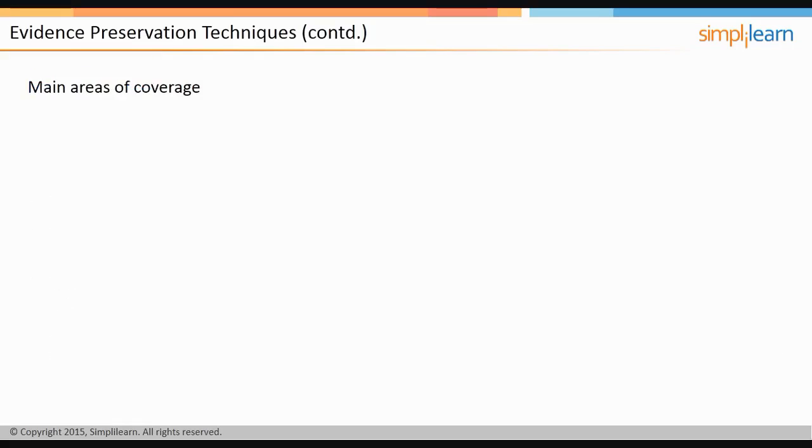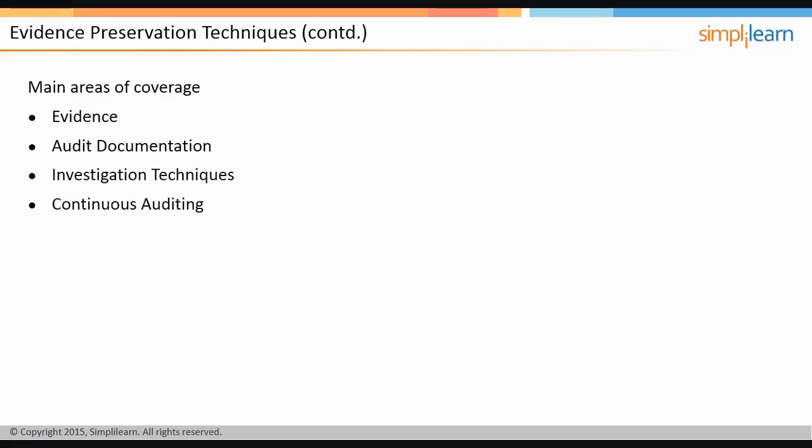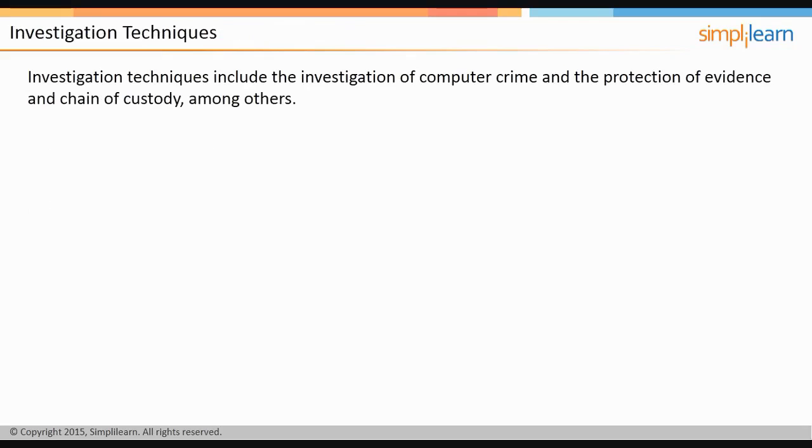Main areas covered here are evidence, audit documentation, investigation techniques, and continuous auditing. In the next few screens, we will discuss investigation techniques. Investigation techniques include the investigation of computer crime and the protection of evidence and chain of custody, among others.